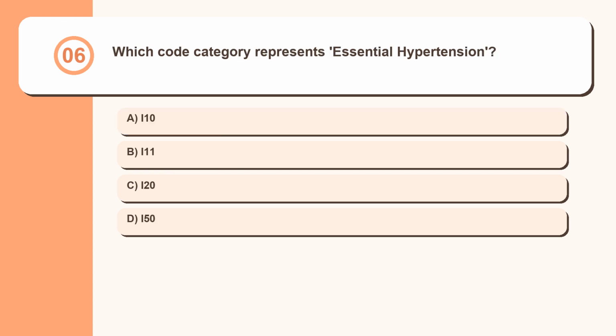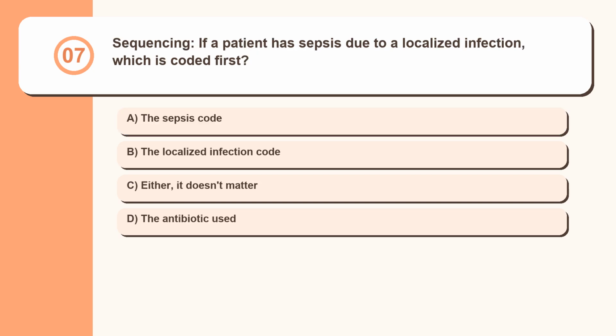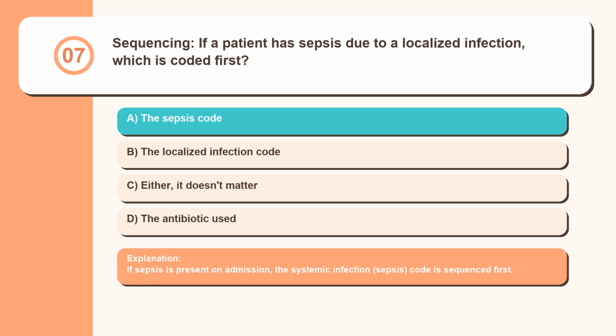Question 6. Which code category represents essential hypertension? I10, I11, I20, I50. I10 is the specific code for primary hypertension. Question 7. Sequencing. If a patient has sepsis due to a localized infection, which is coded first? The sepsis code, the localized infection code, either, it doesn't matter, the antibiotic used. If sepsis is present on admission, the systemic infection, sepsis, code is sequenced first.